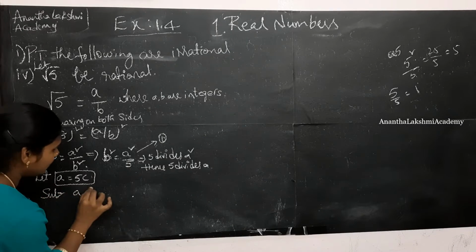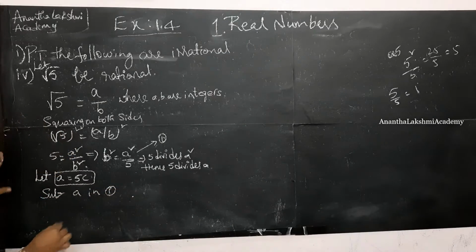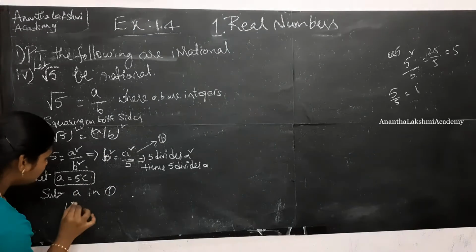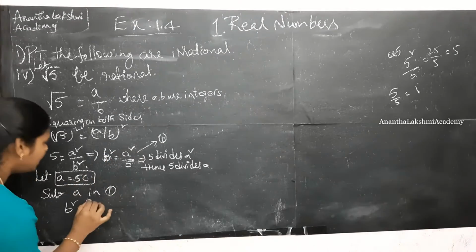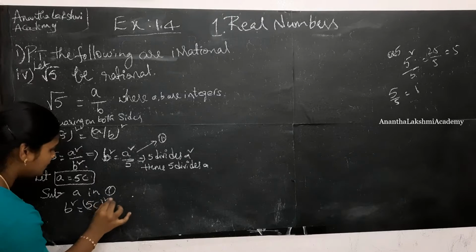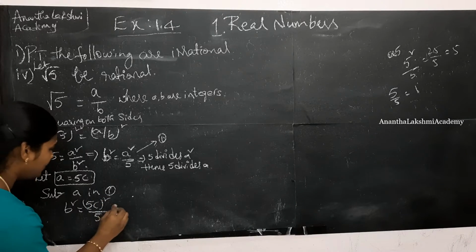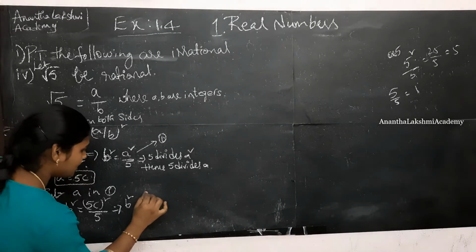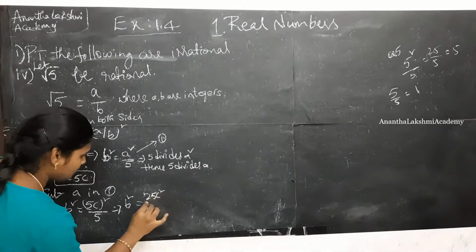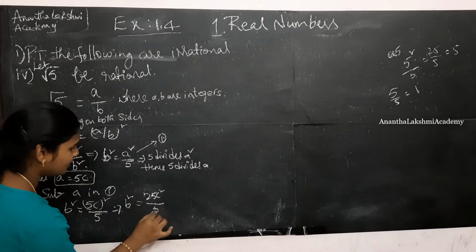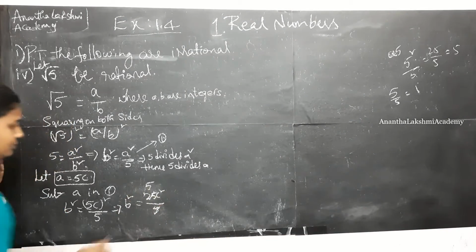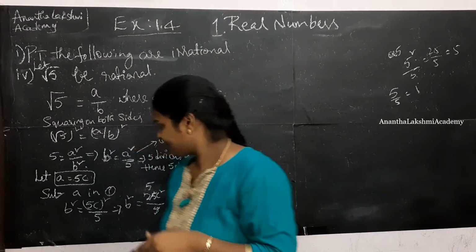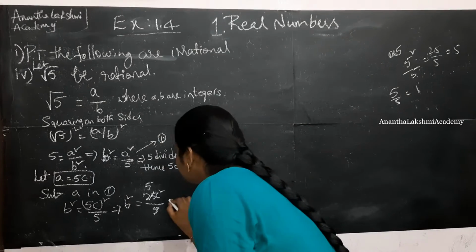Substituting a in equation 1. What happens? b square is equal to, what is a? 5c, right? (5c) square whole square by 5, which in turn can be written as b square is equal to 5 square is 25c square by 5, which is nothing but 5 5s are.